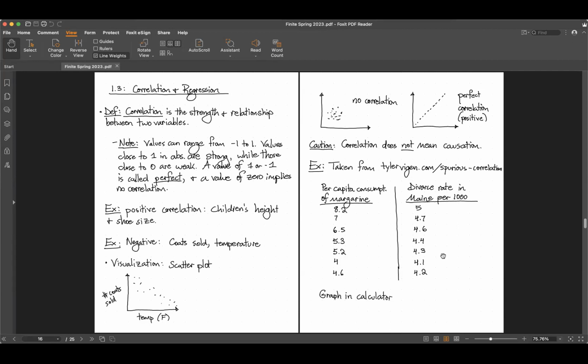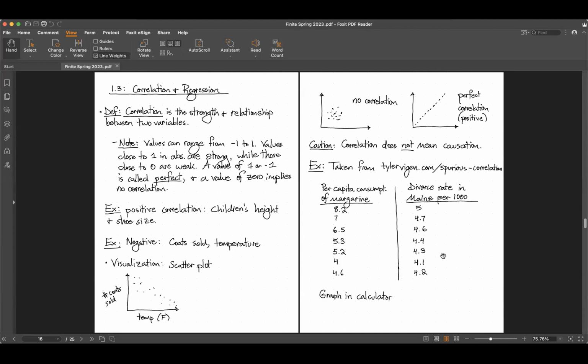With these two examples, children's height versus shoe size, those both increase at the same time, so that's a positive correlation. Then the second example, coats sold and the temperature. As the temperature goes up, the coats sold goes down and vice versa. So that's an example of negative correlation. On the next page, you see a picture with no correlation, where the two variables don't really increase or decrease together. And then you see an example of perfect correlation, which looks like a straight line. So we should expect perfect correlation to form a straight line.